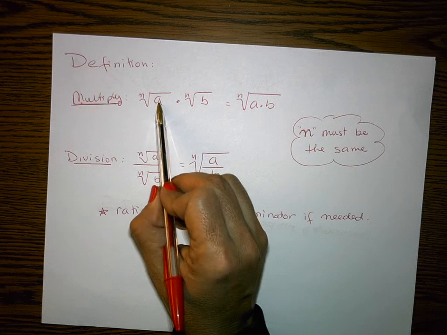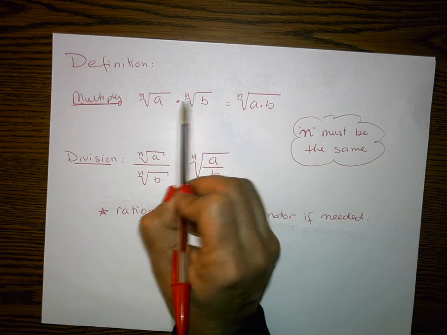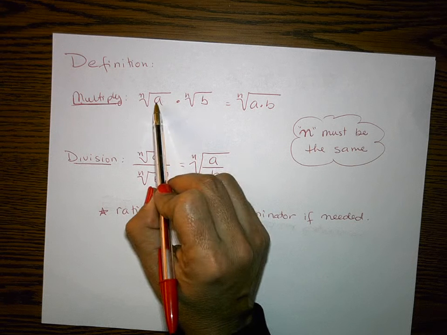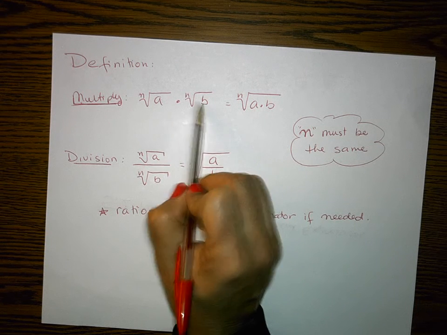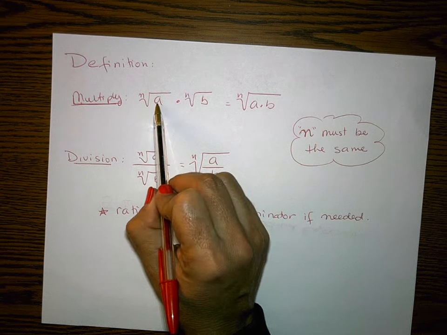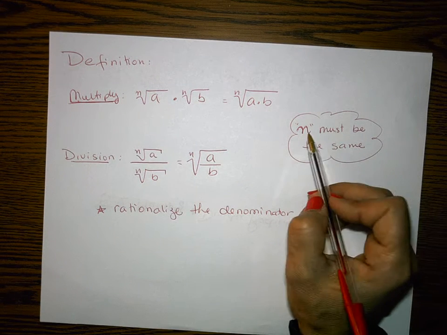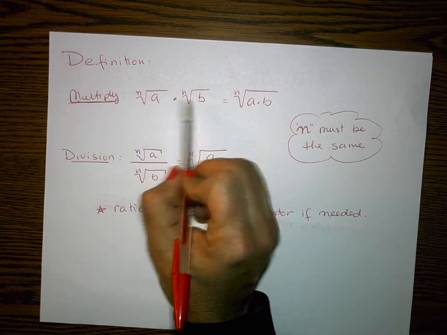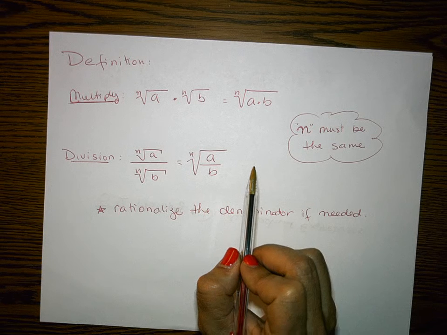The radicand, as you can see, I wrote A and B, two different letters. So the radicand does not have to be the same. So I can multiply a 2 times a 5 or a 4 times a 16. It really doesn't matter what the radicands are, but the index must be the same. That's why I wrote here, n must be the same. And then we can just multiply the radicands, if the indexes are the same.